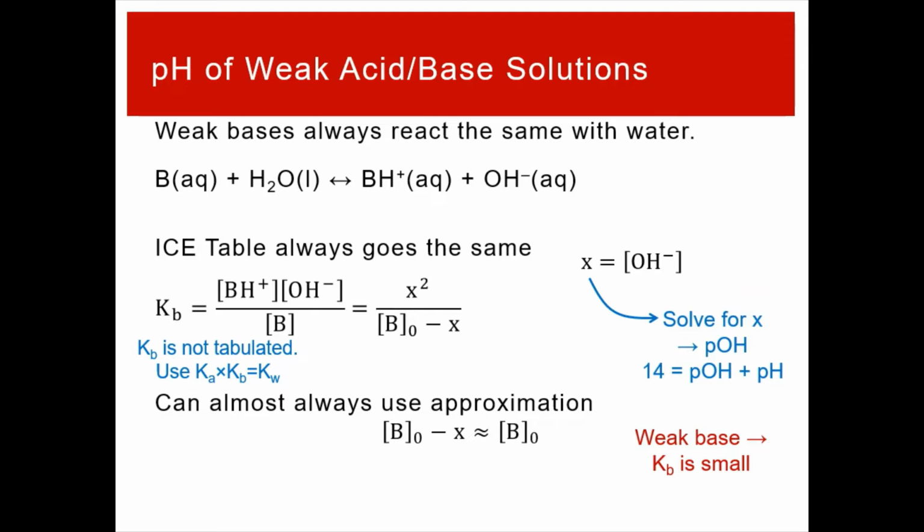Kb values usually aren't tabulated, so you need to look up the Ka of the conjugate acid and use the relationship that the product Ka times Kb is equal to Kw, so you can figure out what Kb is. Because it's a weak base, Kb is still less than 1. It's usually a small value. You can still make the same approximations that you can make with weak acid solutions when you're trying to figure out the pH.